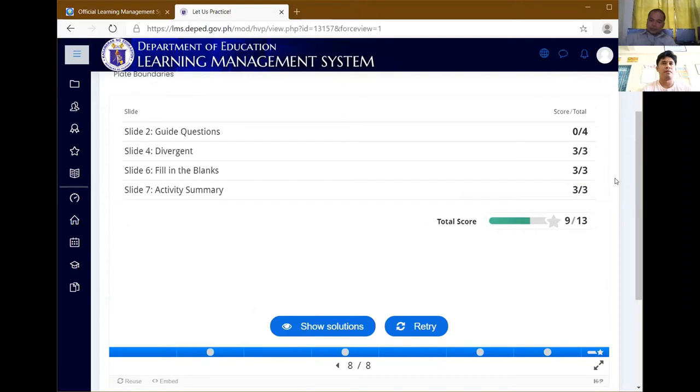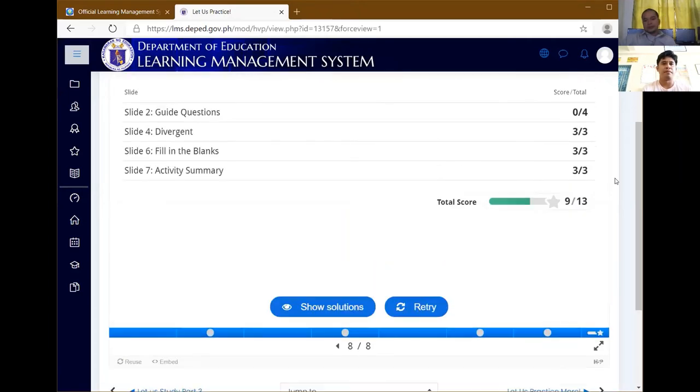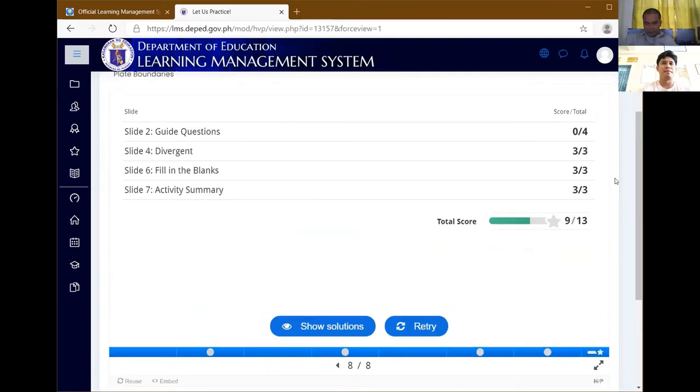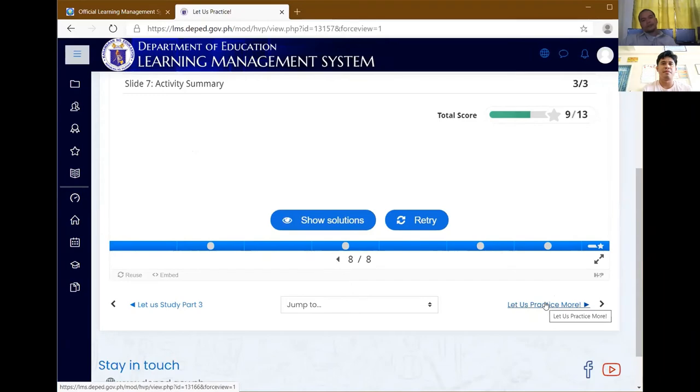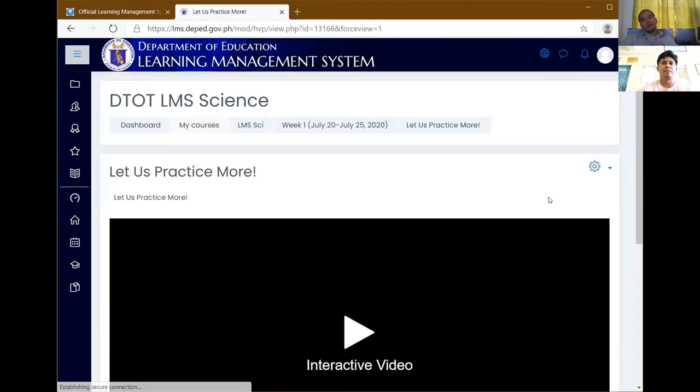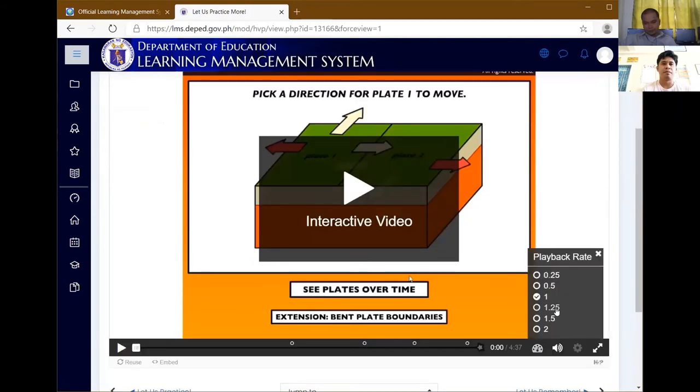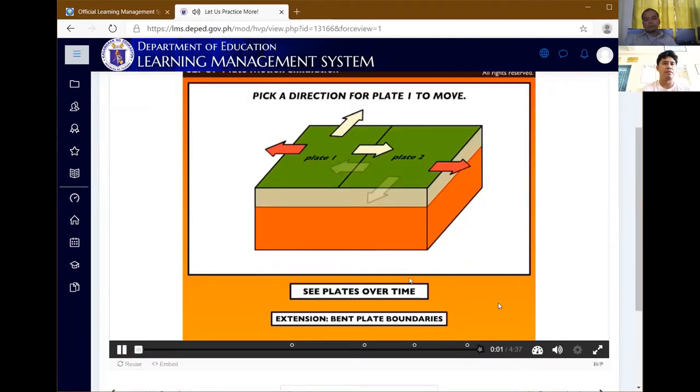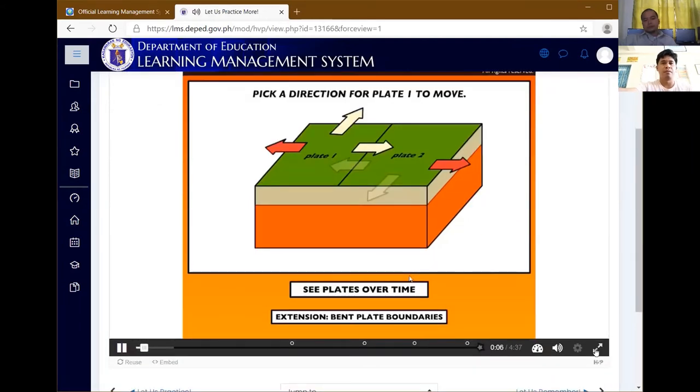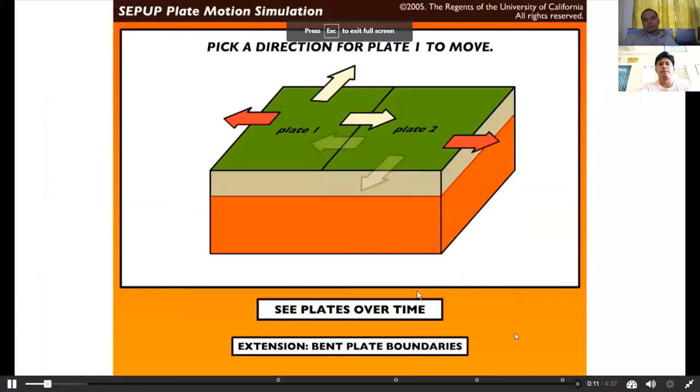9 out of 13. Very good. Next, let us proceed to the Let Us Practice More. This time, this is the application of those concepts of plate boundary. Wow, congratulations! You made it this far. In the Let Us Practice section, you have tackled the basic types of plate boundaries, their characteristics, and their movement. Now, this time, let us move further and try to figure out what are the geologic formations and processes that will happen if those movements occur.